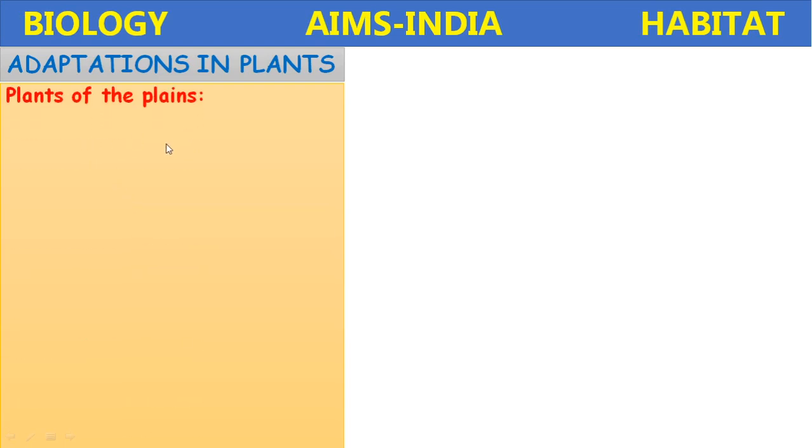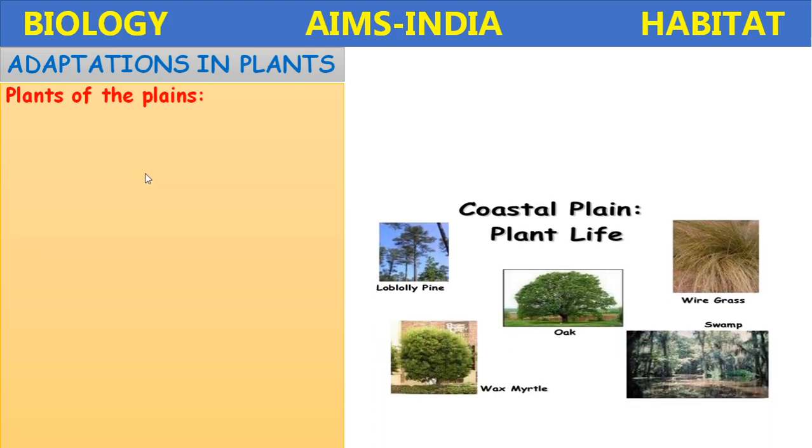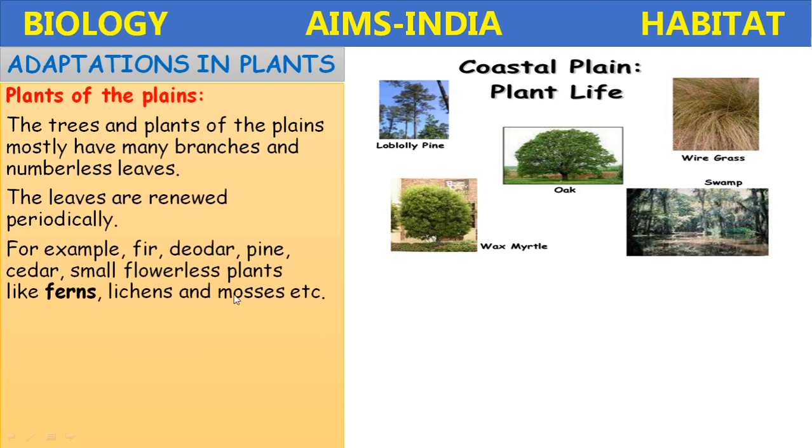on plains. Adaptations of plants which grow on plains. The trees and plants of the plains mostly have many branches and numerous leaves. The leaves are renewed periodically. For example, fir, deodar, pine, cedar. Also small flowerless plants like ferns, lichens and mosses. These are all the plants which we find on the plains.